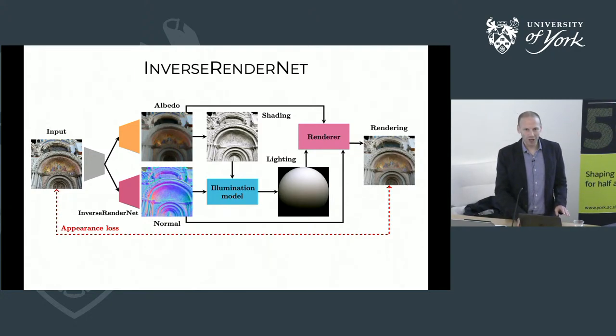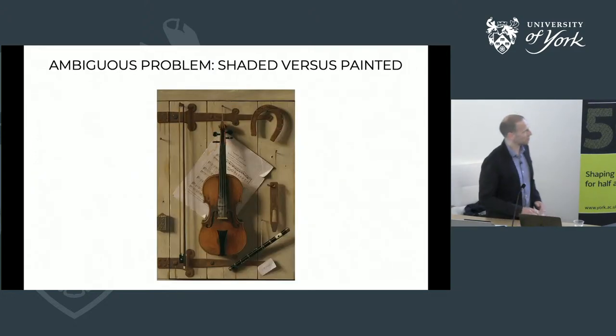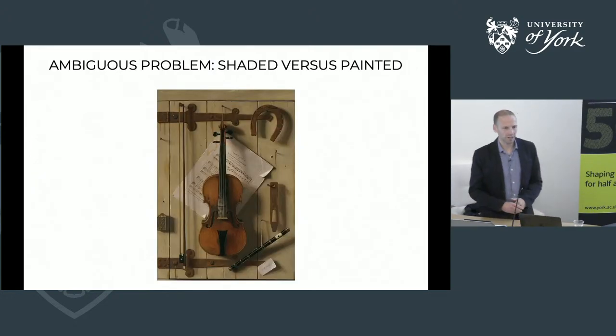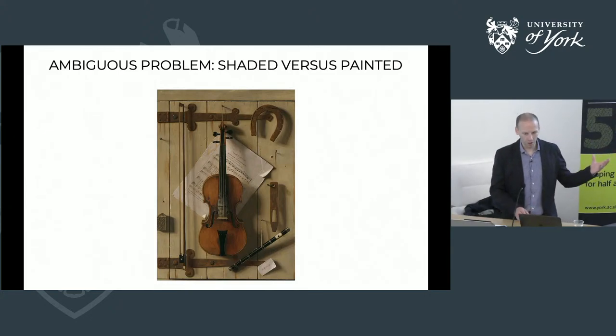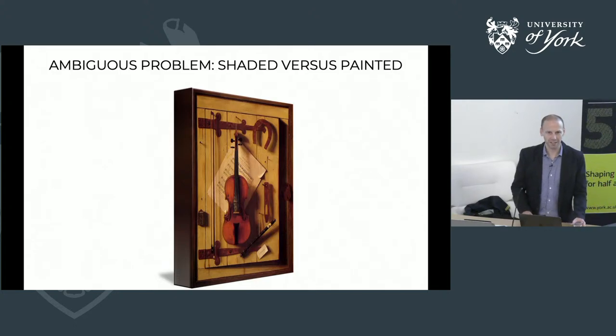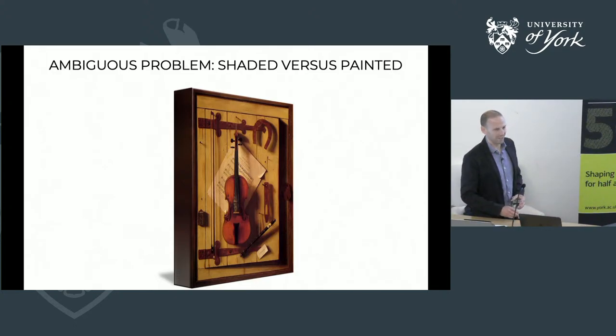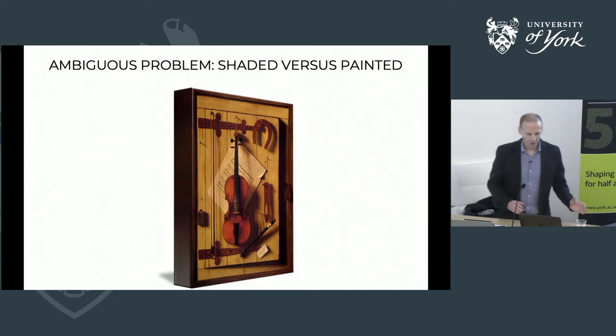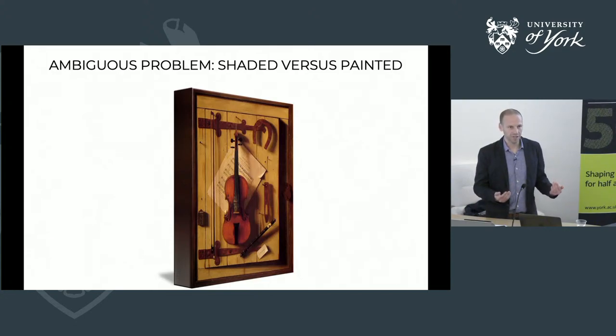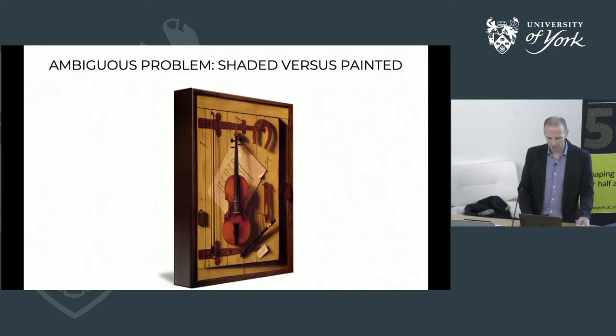You may remember earlier I said this is completely ambiguous, and it is. So if you look at this image, you might be looking at a violin in 3D hanging on the door, or you might be looking at a painting of a violin hanging on the door, and both are valid. So how can we distinguish between these two cases? Well, it turns out that humans exploit a lot of prior information when they do this.